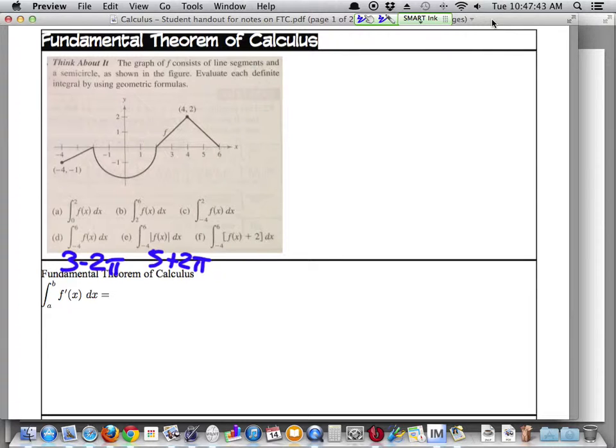23 minus 2 pi. Yeah, that is correct. Now tell me the thought process on that. Well, with the f of x, we already found it in D. So we want to separate these two, I believe is what you're telling me.